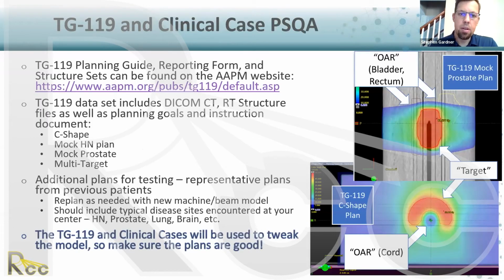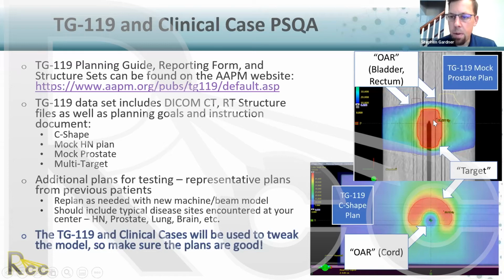And so just a little bit about TG119 and clinical case PSQA. On the right, we just see some different views: a sagittal view and an axial view of the phantom geometry. This is the C-shaped plan. So you see the C-shaped target and the cord. We're trying to provide dose to the target and avoid the cord.